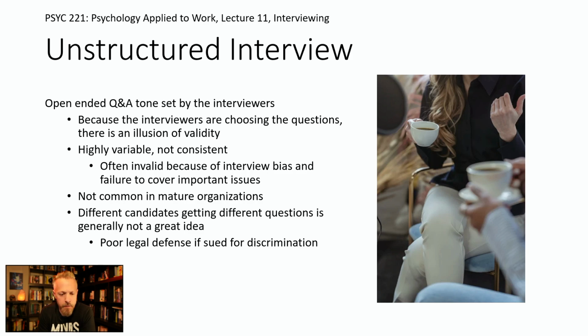So one of the ways in which you strengthen your defense is to act in a way that's more objectively documentable that you were being consistent with all of your candidates. So it's an important thing, especially for mature organizations that have a lot to lose.